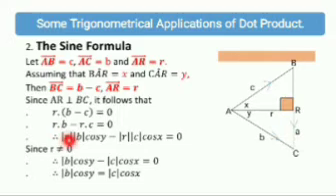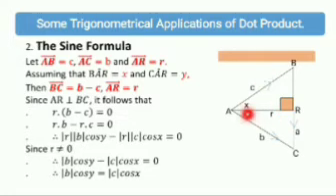Therefore, r dot b, I told you that r dot b may be equal to 0, or r dot b may be modulus of r, modulus of b cos y, because the angle between r and b is what? We are talking about r and b, so the angle between them is y. Is that clear? So modulus of r, modulus of b cos y, minus r and c.